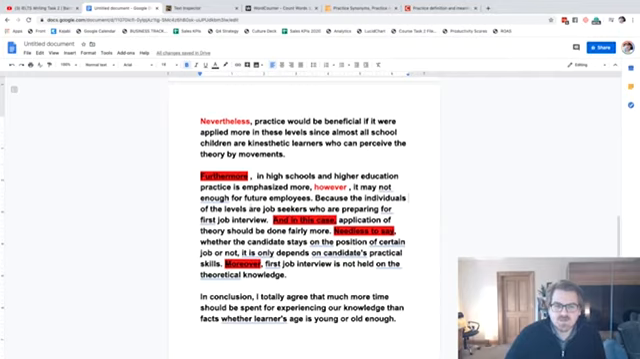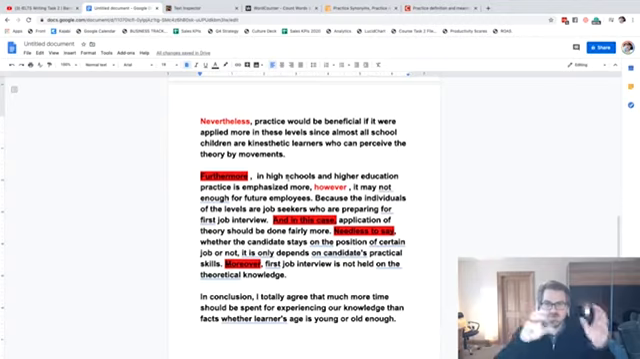Because the individuals of all levels are job seekers who are preparing for first job interview, and in this case, application of theory should be done fairly more. Needless to say, whether the candidate stays on the position of certain jobs or not, it is only depends on candidate's practical skills. Moreover, first job interview is not held on the theoretical knowledge. So there's no one central topic in this paragraph.